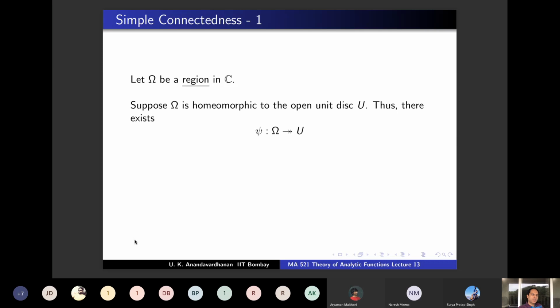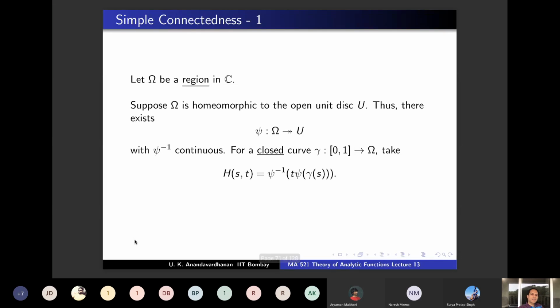So this is a bijection, into and onto, such that the inverse is continuous. This is what is given to you. You have to give a homotopy so that any closed curve gamma is homotopic in omega to a closed curve.